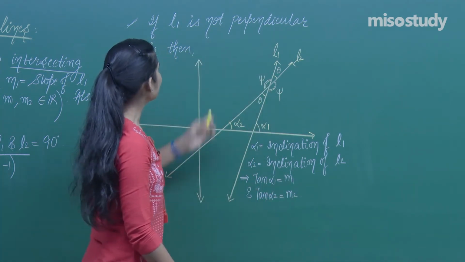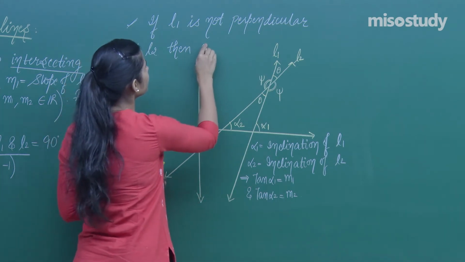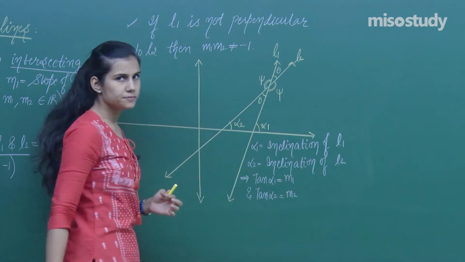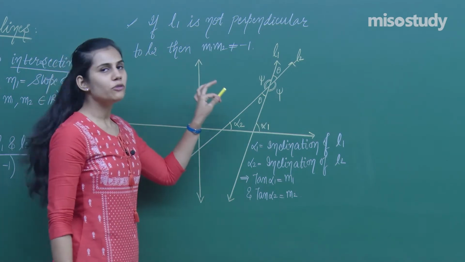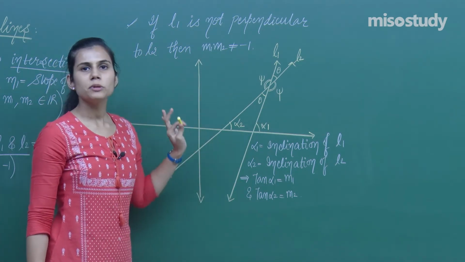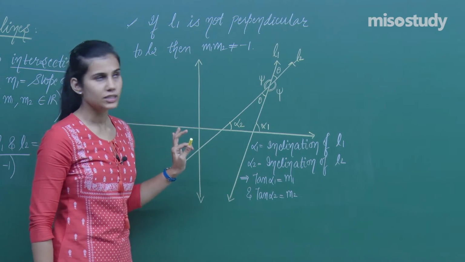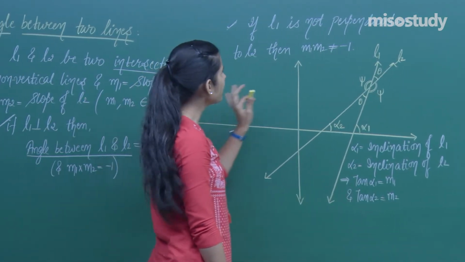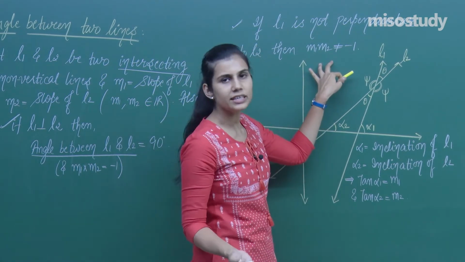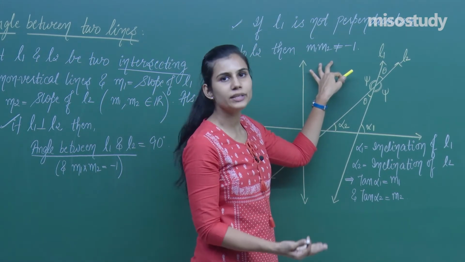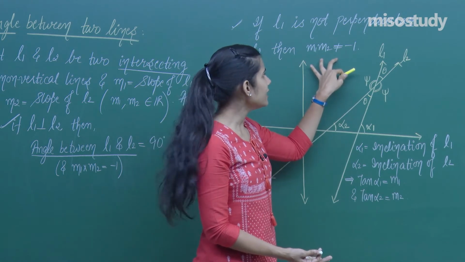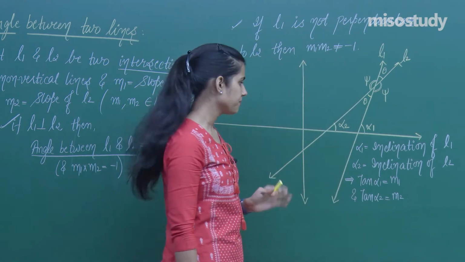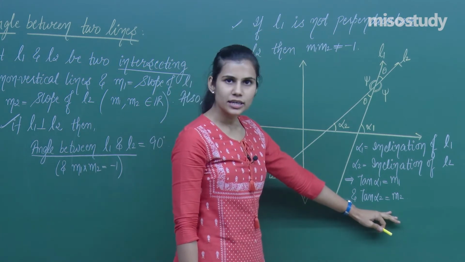The moment I am saying L1 and L2 are not perpendicular, clearly m1 into m2 is not equal to minus 1. If it would have been equal to minus 1, then the two lines would be perpendicular, because this is an if and only if condition. If they are perpendicular, the angle between them is 90 degrees. If they are not perpendicular, that means the angle between them is definitely not 90 degrees. But what is it? We need to conclude about that. So in here, one thing is sure, that the product of their slopes is definitely not equal to minus 1. Okay, this much is understood.